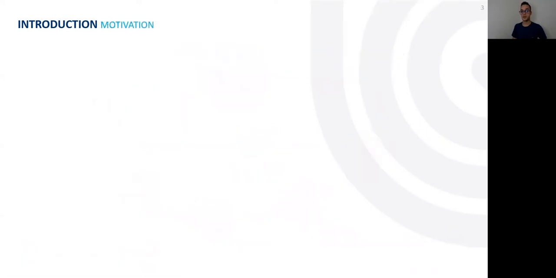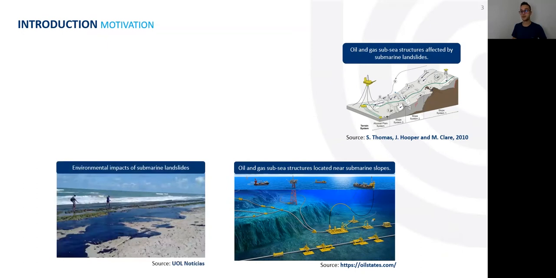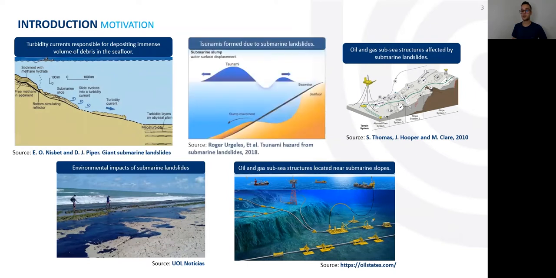So the motivation for this study comes from the concern about submarine landslides. Once the event is initiated, either by natural causes or human interventions, they can badly affect society. For example, severe damage to oil and gas subsea structures, thus causing serious environmental impacts. Another aspect is that submarine landslides are really difficult to monitor. For example, during the slide, turbulent currents are formed and responsible for depositing an immense volume of debris on the seabed, thousands of kilometers away from the original site. And more, they could even be the culprit of tsunamis, which are a big concern to coastal cities.